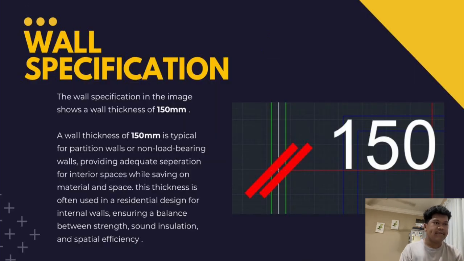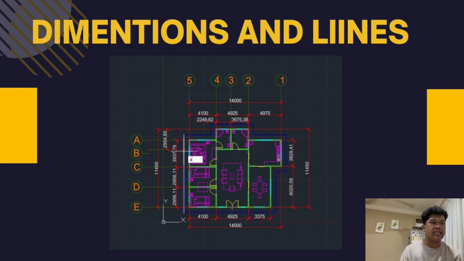Next, our wall specification. The wall specification in the image shows a wall thickness of 150 mm. A wall thickness of 150 mm is typically for partition walls or non-load bearing walls, providing adequate separation for interior space while saving on materials and space. The thickness is often used in residential design for internal walls, ensuring a balance between strength, sound insulation, and spatial efficiency.